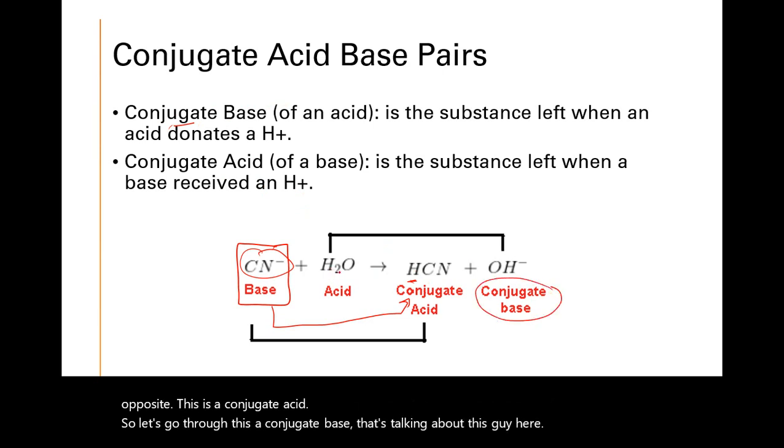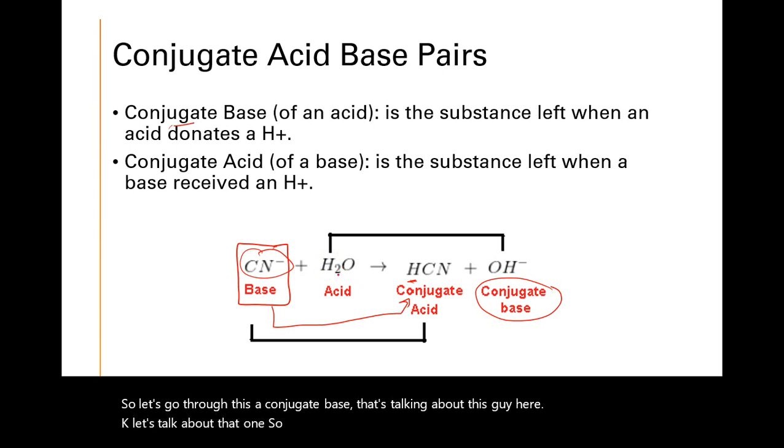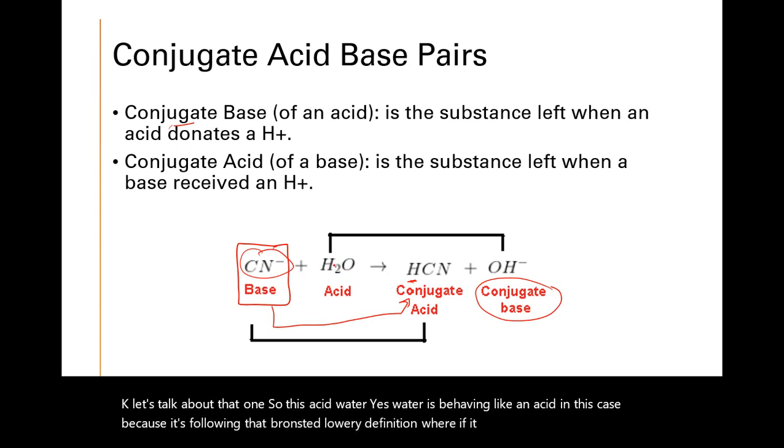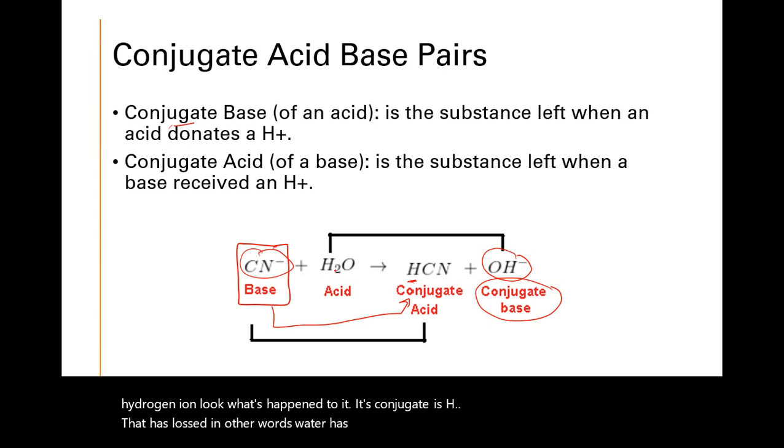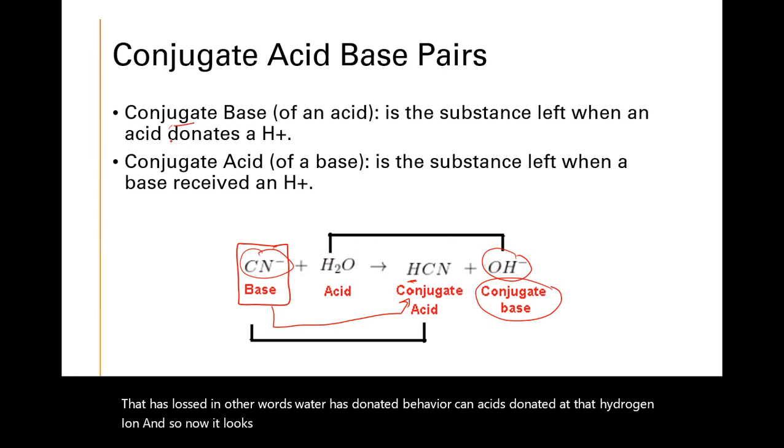Okay, let's talk about that one. So this acid, water, yes, water is behaving like an acid in this case because it's following that Bronsted-Lowry definition, where if it donates a proton or donates a hydrogen ion, look what's happened to it. Its conjugate is OH. Water has donated, it's behaved like an acid, it's donated that hydrogen ion, and so now it looks like OH.